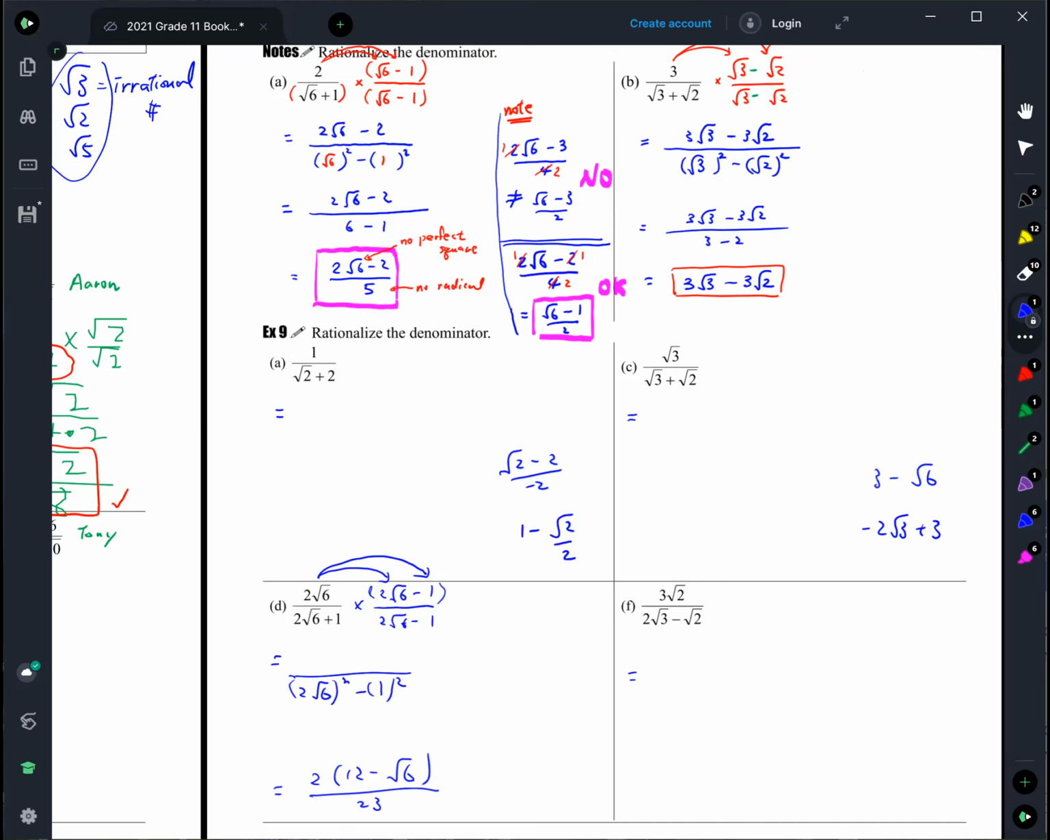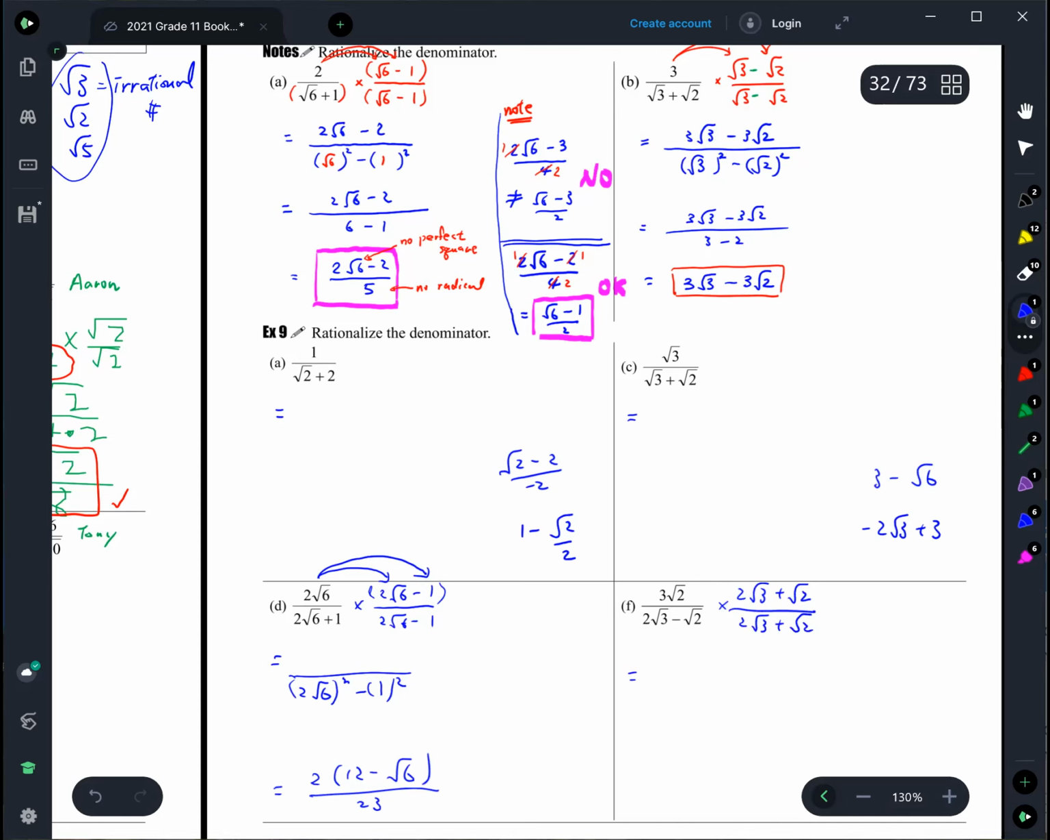Then can you tell me what you need to multiply with? Multiply like 2 square root 3 plus square root 2. Yeah, over the same thing, right? Yeah. Okay, the beginning step is the most important one, and you got that one right. After that, you just expand.